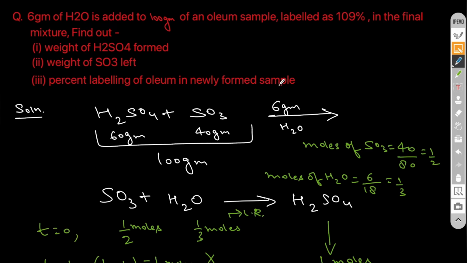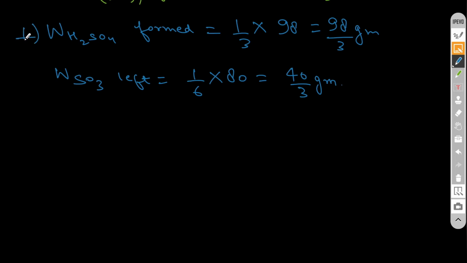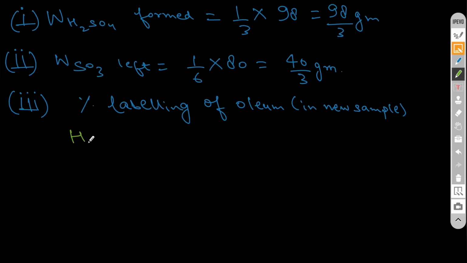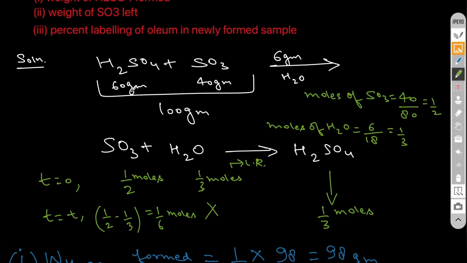Now in the third part, we have to find the percentage labeling of oleum in the newly formed sample. This is the answer of the first part, this is the answer of the second part, and in the third part we have to find the percentage labeling of oleum in the new sample. This is the problem. So we know H2SO4 and SO3, these two are the mixture for oleum.